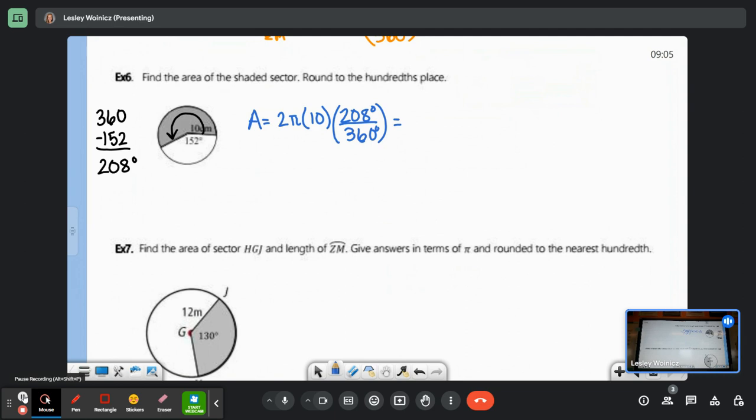Oh, I used the circumference. Oh, just making sure you were paying attention. No, I literally just messed that up. Pi r squared. So 10 squared. So when it says area, you use pi r squared, and when it says length, you use 2 pi r, because that's the circumference. Okay. This time we get to round to the hundredths.